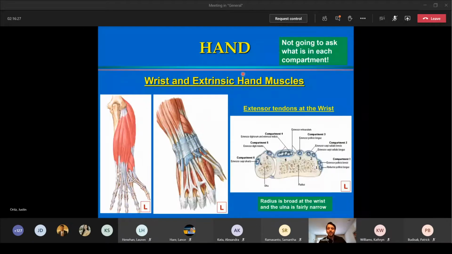Okay, and in here, he specifically said that he's not going to ask what is in each compartment, right? So he's not going to ask what is.